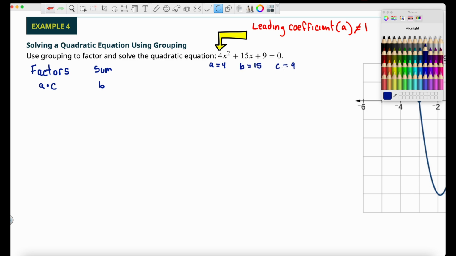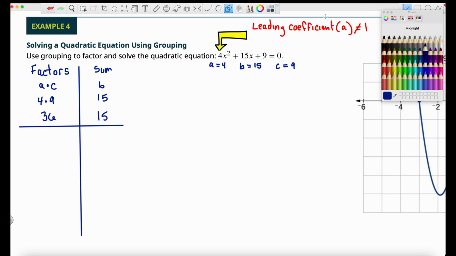So our a and our c are 4 and 9. So we're going to do 4 times 9. And our b term is 15. So 4 times 9 is 36. Now we need to find the factors of 36 that add to 15. So 36 has a lot of factors.